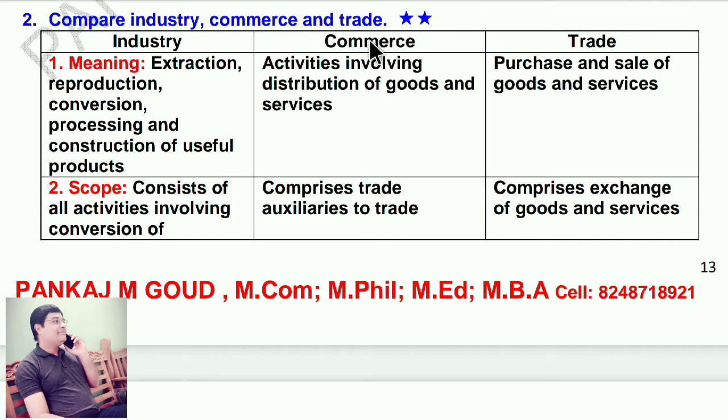Compare industry, commerce and trade. This question was asked in the quarterly exam. Industry: extraction, reproduction, conversion, processing and construction of useful products. In commerce, activities involving distribution of goods and services. In trade, purchase and sale of goods and services.